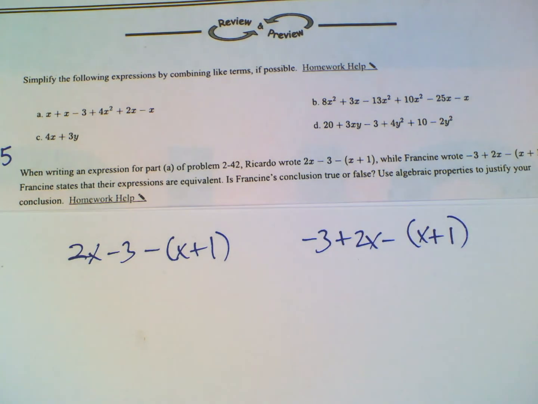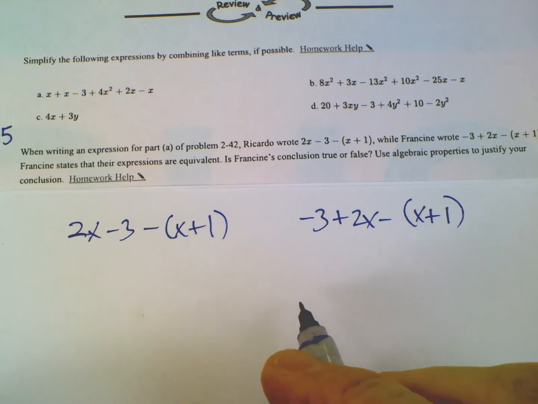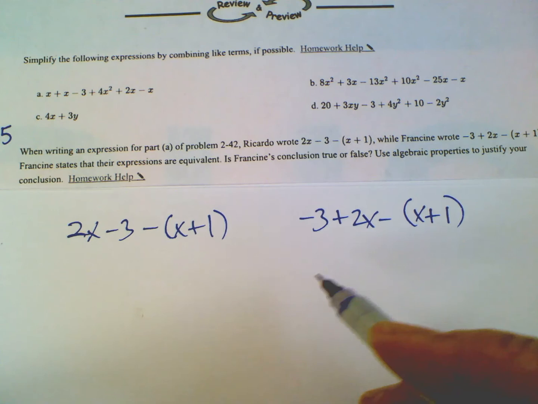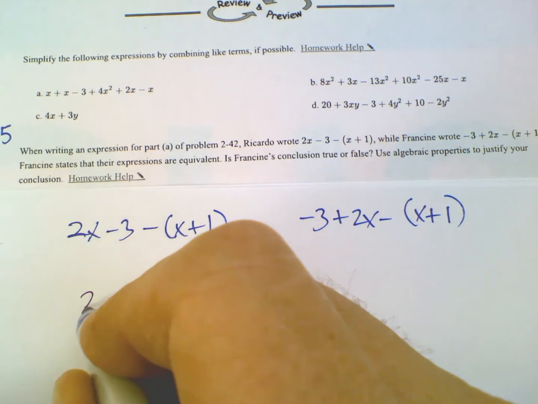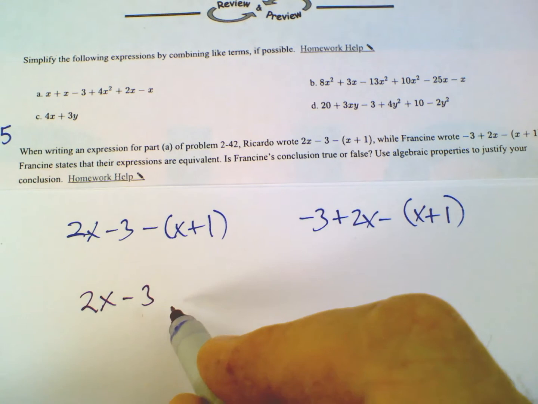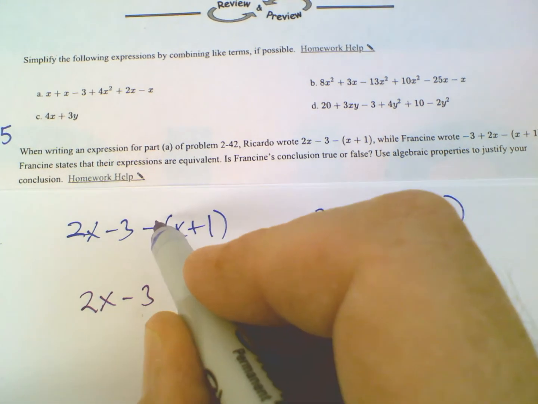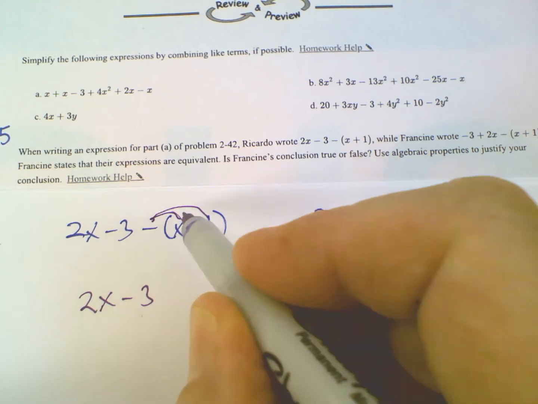So what I need to do is work these side by side to determine whether they are equivalent or not. So let's take a look at them. I'm going to simplify them first, and then I'm going to point something out. To simplify, this is 2x minus 3. And when you have a minus sign in front of parentheses, you take that minus sign and do it to both terms.